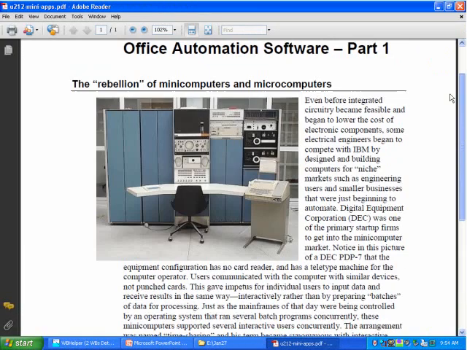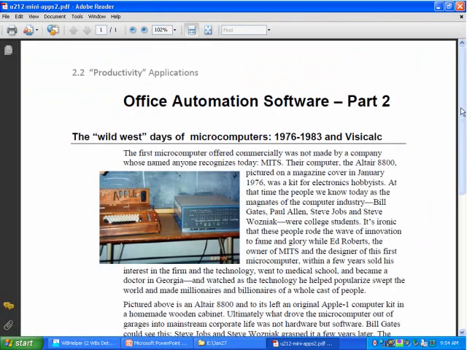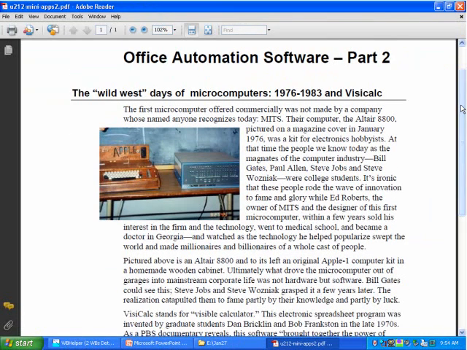But what comes along rather shortly thereafter is what I would characterize as the Wild West days of microcomputers, the period from around 1976 to around 83. Why those dates? Well, in 1976, the very first microcomputer was offered commercially, and it's this blue box that you see here on the right side of this little picture.